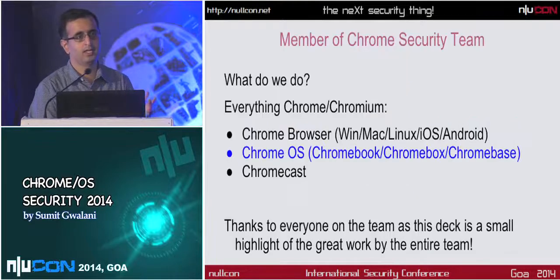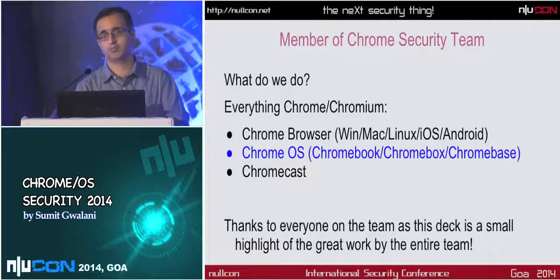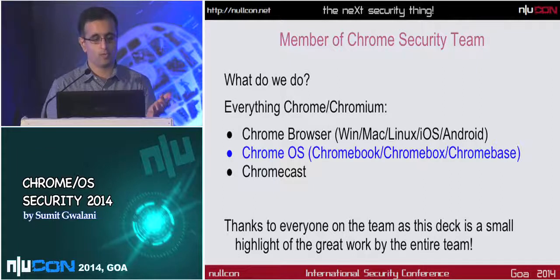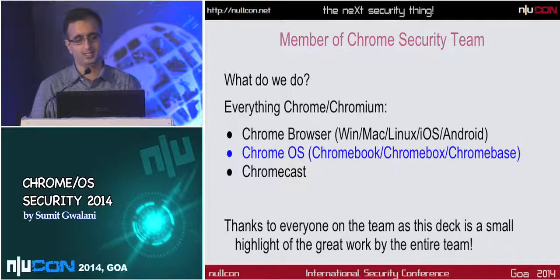Quick thing, I'm a member of the Chrome security team. You might have heard a bunch of my colleagues speak. So what do we do as part of the Chrome security team? We do everything that's related to Chrome or our open source version called Chromium, which means the Chrome browser on every single OS you have: Windows, Mac, Linux, iOS, Android. We also focus on Chrome OS, whether it's a Chromebook, a Chromebox, or a Chromebase, and also Chromecast now. Personally, I focus more on Chrome OS.